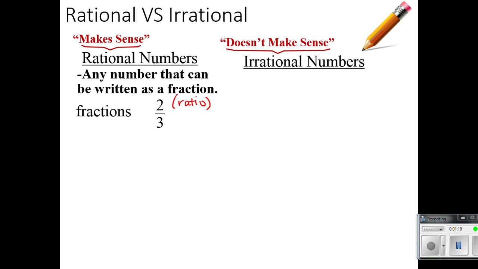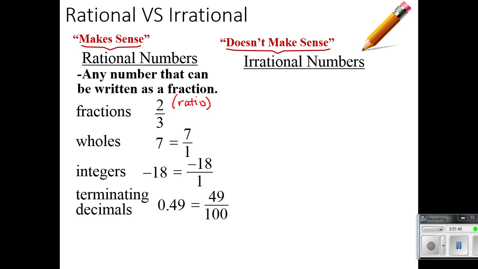Fractions, 2 over 3, that's a ratio of 2 to 3. Whole numbers, a whole number is 7, and it can be written as a fraction, 7 over 1. Don't forget that you can take a number and write it over 1. Integers include the negative numbers. So negative 18 is an integer. I can say negative 18 over 1.